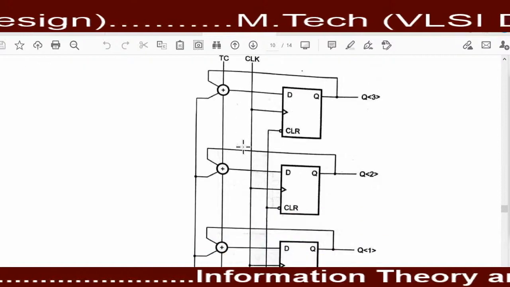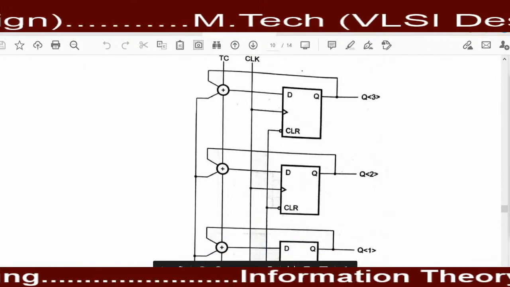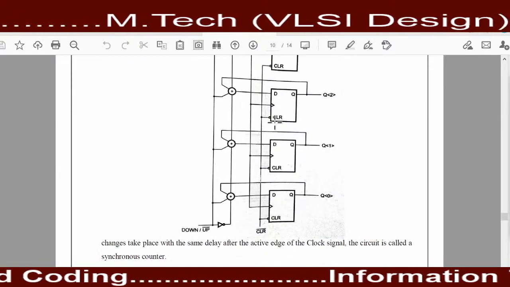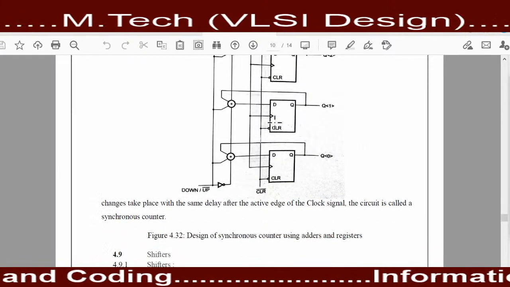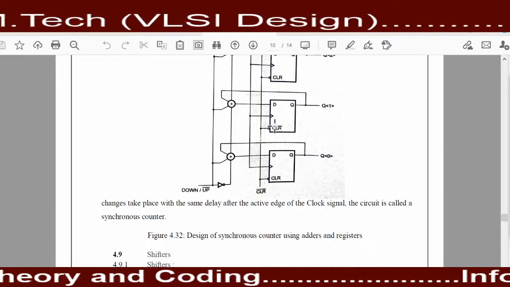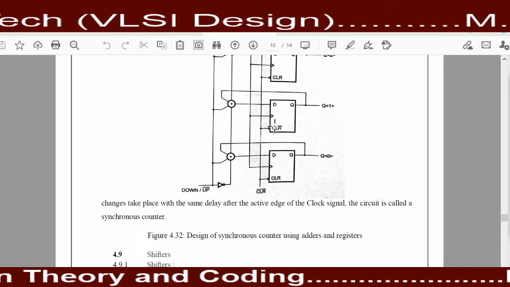Okay, so this one is all about the counter part, and this one is the CMOS structure. This is the CMOS structure for designing a synchronous counter using an adder and D flip-flops.